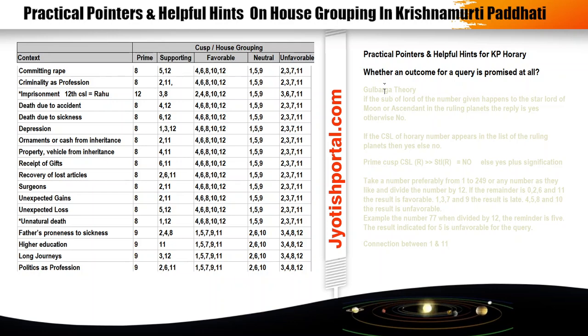And if it is not, if it is only indicating the unfavorable houses, then you say it is not promised. And if it is indicating both, then you say both things are promised depending on the dasha. Now this is easier said than done.